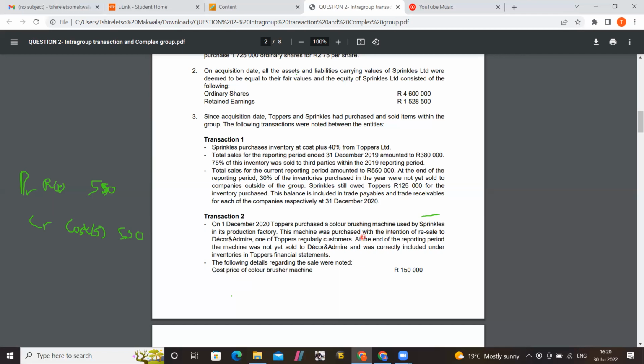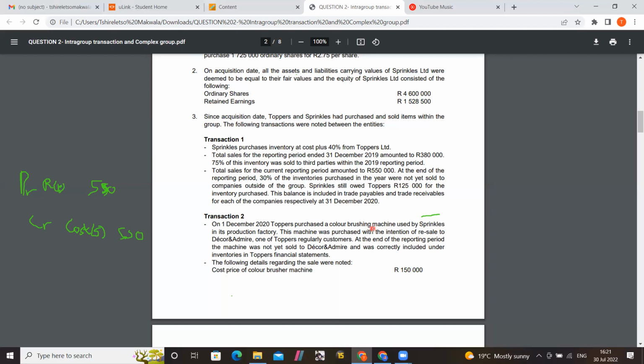So what are you gonna do? You're gonna do exactly the same journal entry you would have done last year. However, replace cost of sales with retained earnings, because there is no profit or loss. That thing is already taken to retained earnings. So if you're doing journal entries, it won't be P&L, it will be SCE, because that's where it is. So the first journal entry we're gonna have is debit retained earnings and credit inventories, with the unrealized profit.